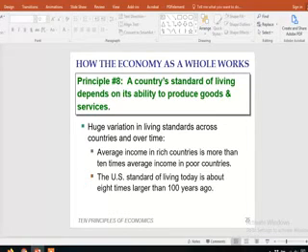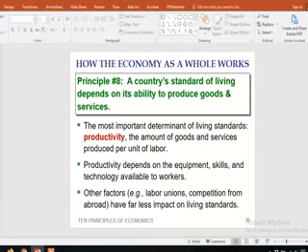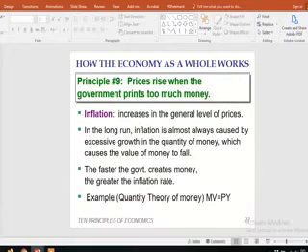Principle number 8: a country's standard of living depends on its ability to produce goods and services. How all the nations work together: the standard of living of a country depends on its production ability of goods and services. There is huge variation in living standards across countries, and over time the average income in rich countries is more than 10 times higher than in poor countries. Over the last 100 years the US standard of living improved 8 times, and the most important determinant of living standard is productivity, the amount of goods and services produced per unit of labor. Productivity depends on the equipment, skills and technology available to workers, and other factors also. And this is the main principle. Under this condition the whole economy is working to the ability of production of goods and services.